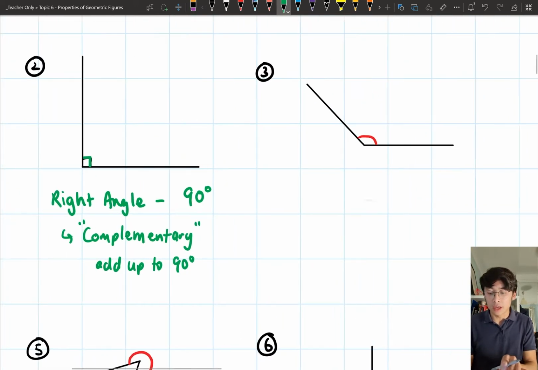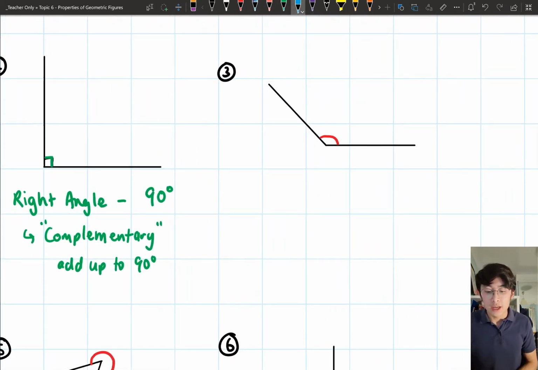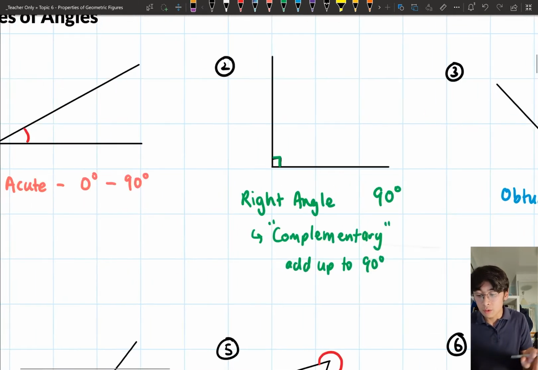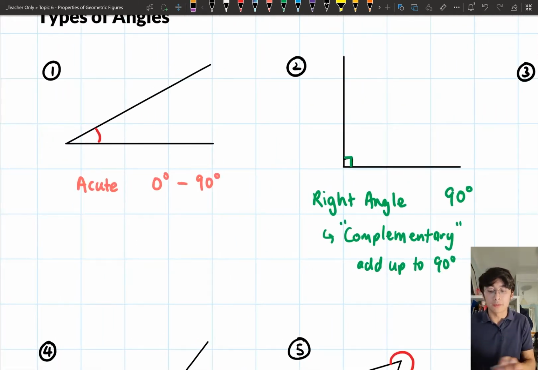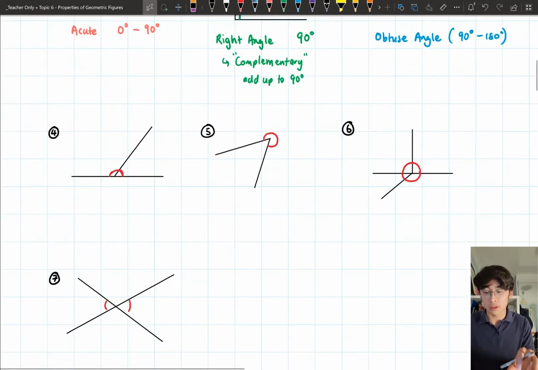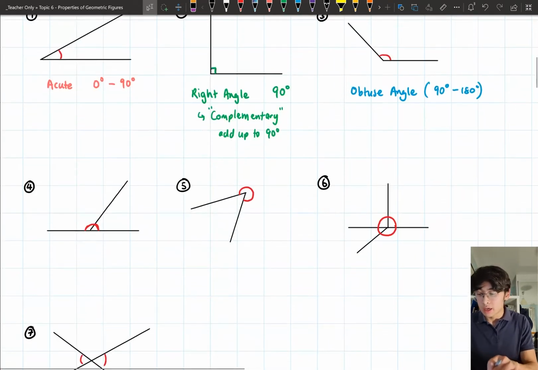Okay, the third angle here, I'm just going to quickly go through this. This third one is called an obtuse angle, and hopefully this is another one that you are familiar with. An obtuse angle is an angle which is between 90 and 180 degrees. Maybe I should put these dots here, right angle and acute angle. Okay. So if your angle is between 90 degrees and 180 degrees, it is an obtuse angle. Okay, that's our first three.